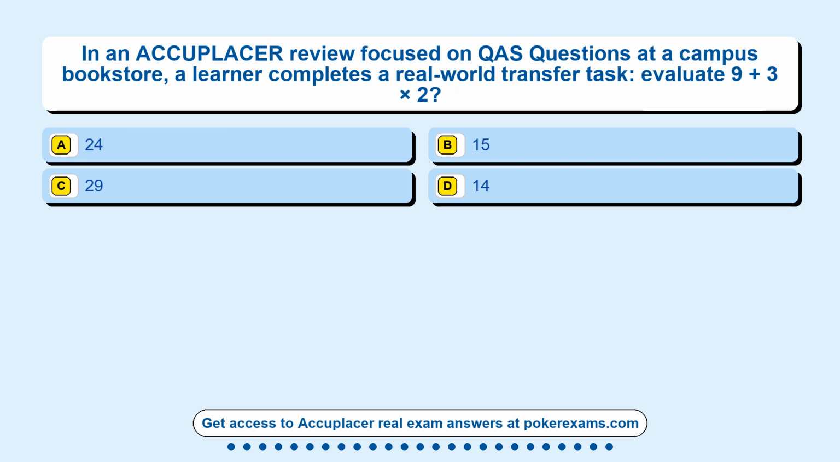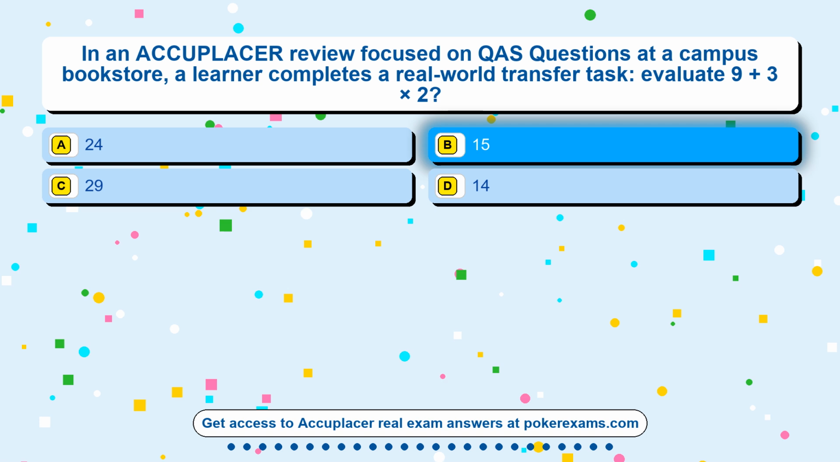Question 21. In an ACCUPLACER review focused on QAS questions at a campus bookstore, a learner completes a real-world transfer task. Evaluate 9 plus 3 times 2. Option A, 24. Option B, 15. Option C, 29. Option D, 14. The correct answer is option B, 15.